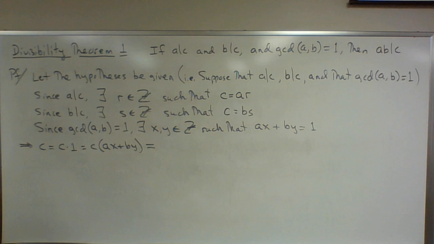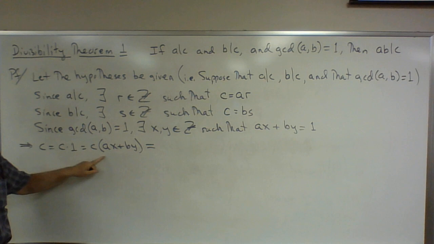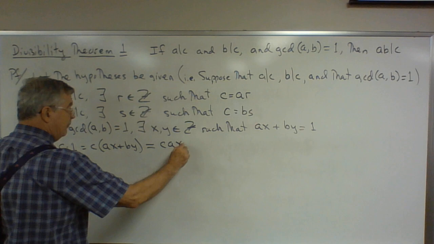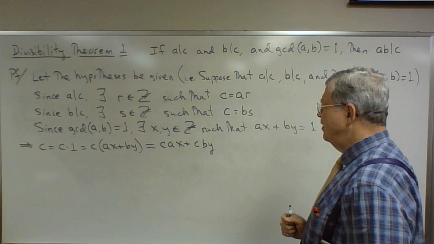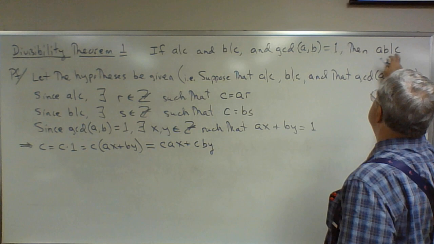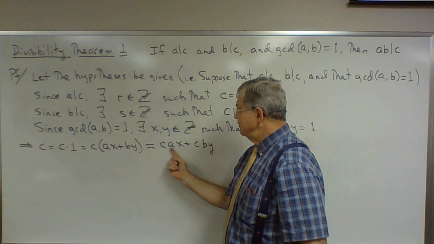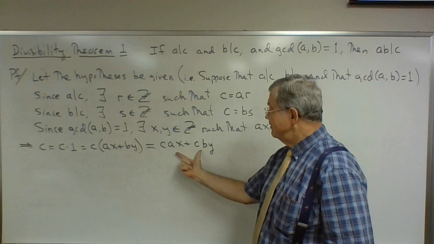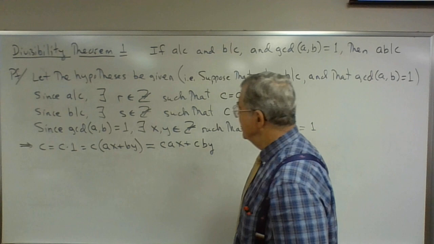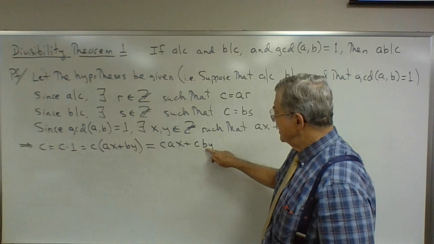Okay, I'm stuck. I don't know what to do, so I'm going to distribute the C here. CAX plus CBY, and I'm trying to show that the product of A and B divides C. It would sure be nice if this term had a factor of AB and this term had a factor of AB. Then it would be obvious that AB divides this entire expression and it divides C. The problem is I don't have a B here and I don't have an A there. Or is that a problem?